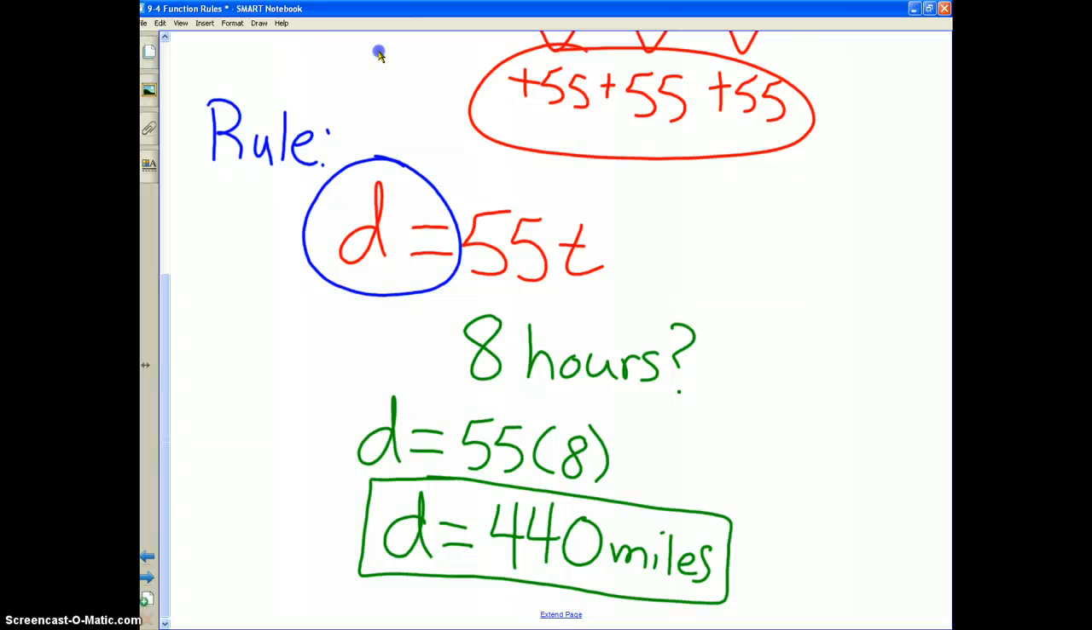In this case, after 8 hours of travel, we have traveled 440 miles. And if you notice, 55 is actually our rate, and we'd be traveling at 55 miles per hour. I'll give you a little time to copy the rest of that down if you need to catch up, and we'll move on to our next slide.